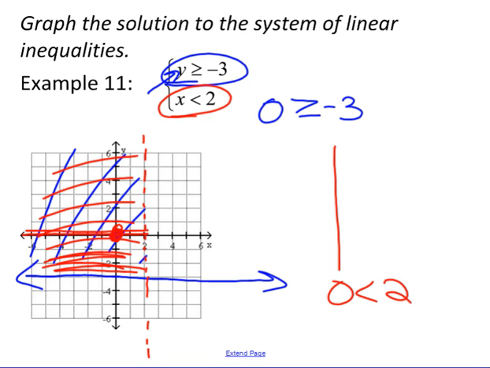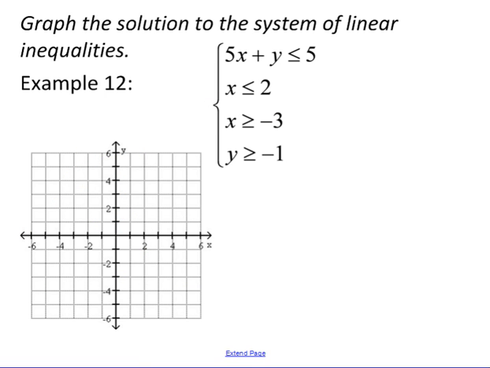All right, let's take a look at example 12. This has 4 inequalities. It doesn't matter how many you have. You just keep on graphing, you keep on shading and erasing. So erase as you go, shade as you go. Don't try and do all the shading at once. I'm going to come back to this one. I'm going to start here.